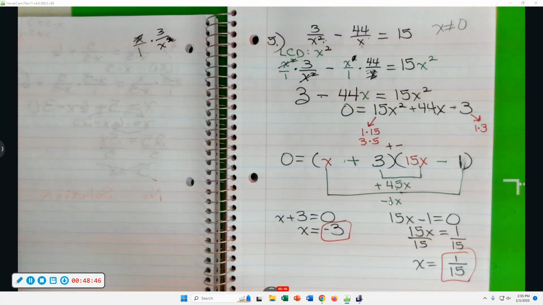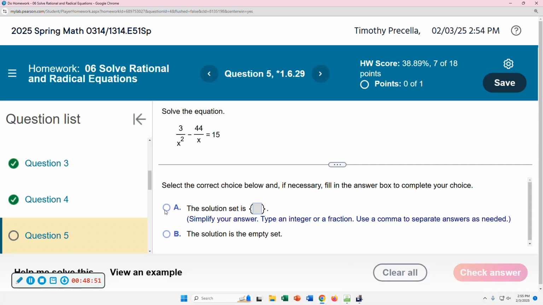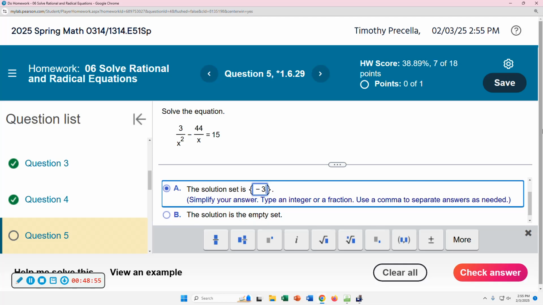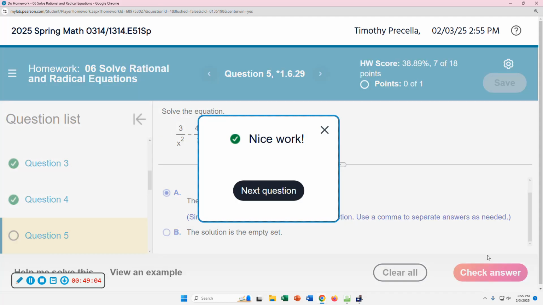So negative 3 and 1 over 15. Let me catch that in. Negative 3, comma, 1 slash 15. Okay. You ready for the next one? Yes.